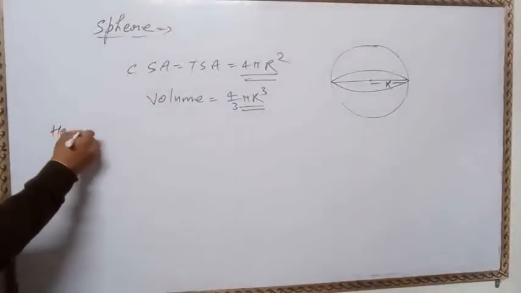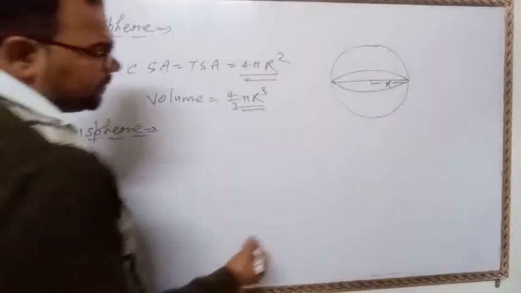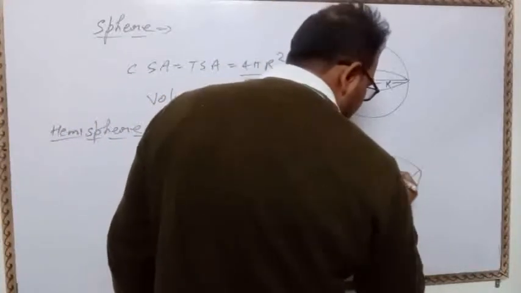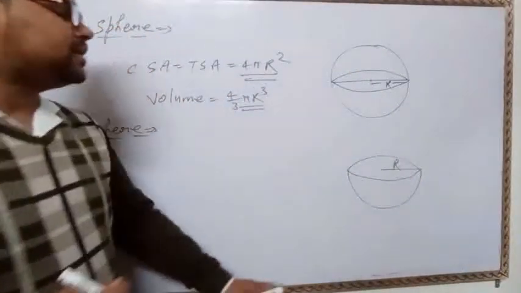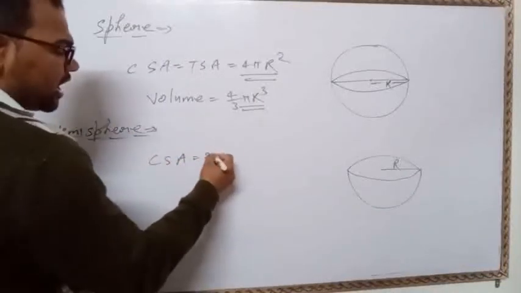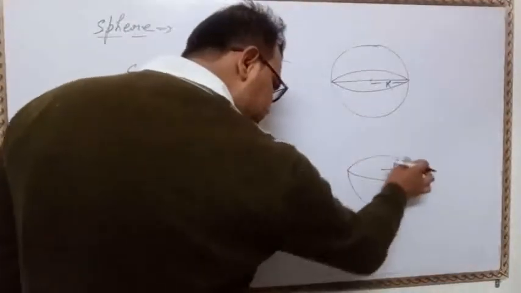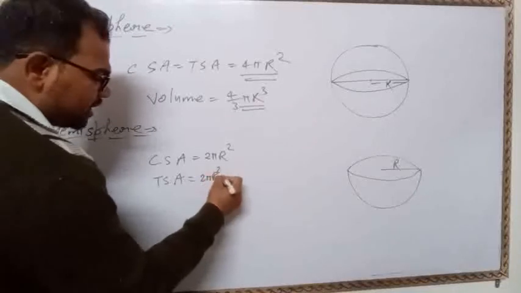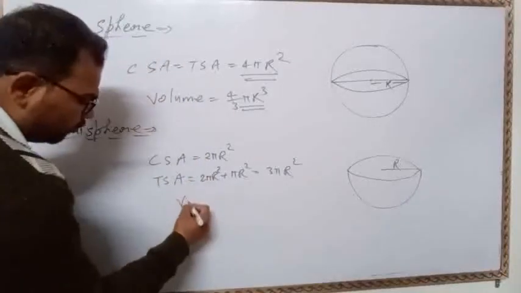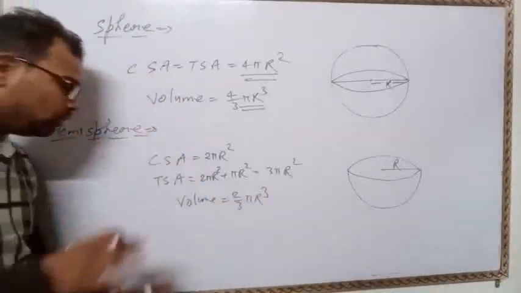Then after that, hemisphere. Now study the hemisphere, which means if you cut this sphere, we will get this. So here there will be a difference in CSA and TSA. Here CSA will be 2 pi r square and TSA will be 2 pi r square plus pi r square, which means 3 pi r square. And volume will be half, 2 by 3 pi r cube. Please note down and learn.